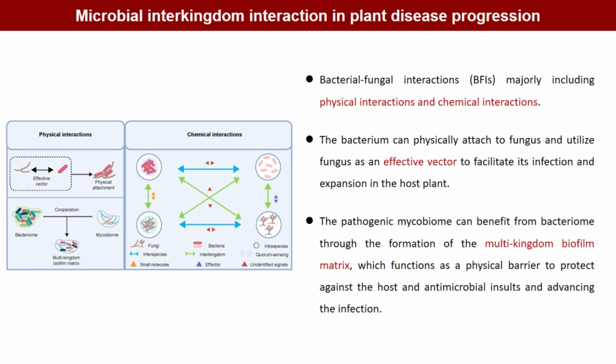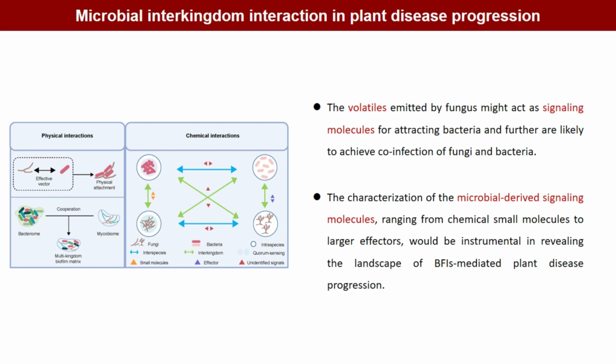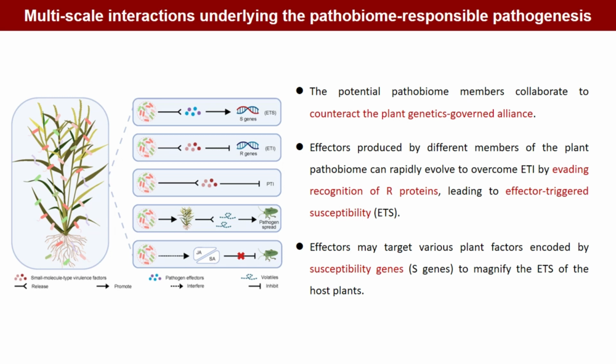Moreover, the pathogenic microbiome can benefit from bacteriome through the formation of the multi-kingdom biofilm matrix, which functions as a physical barrier to protect against the host and antimicrobial insults and advancing the infection. Overall, the characterization of the microbial-derived signaling molecules, ranging from chemical small molecules to larger effectors, would be instrumental in revealing the landscape of BFIs-mediated plant disease progression.